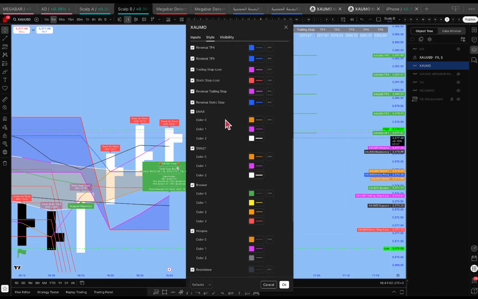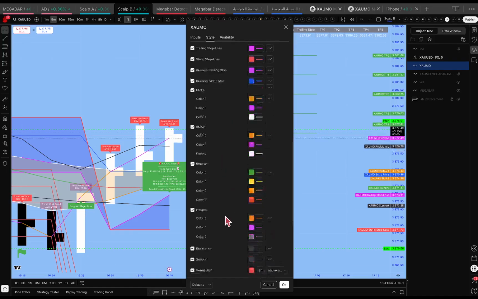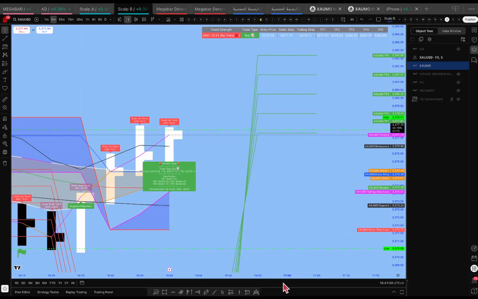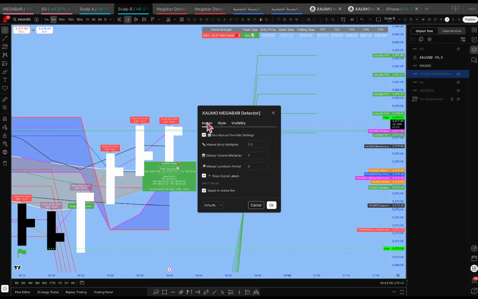You have three colors because of EMA 8, EMA 21, and the stop loss, trailing stop loss. You will have all those in the indicator, but this is how we use it for this specific strategy. Once you subscribe for the whole XAUMO, this is the traditional mega bar that we had already developed earlier, and each one of you has it.